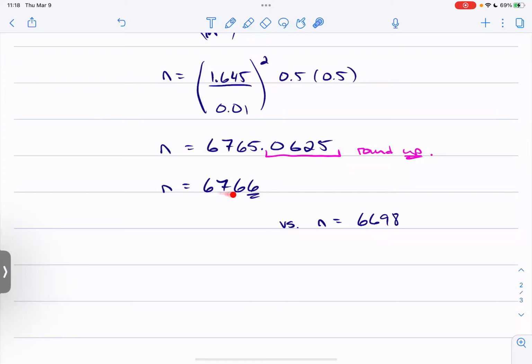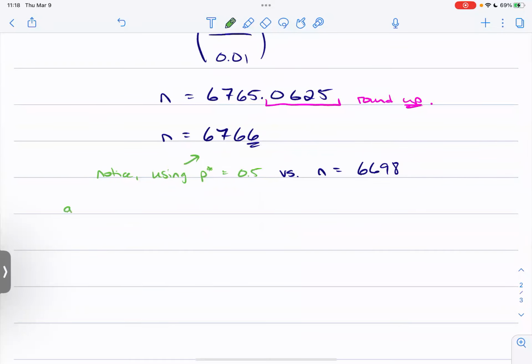But if you don't have any knowledge, notice that using P star equal to 0.5 gives the maximized value. So it's always good to have something from a previous study. It's definitely cheaper, but if you want the highest number of people that we would possibly need to sample, then you would use the 0.5.